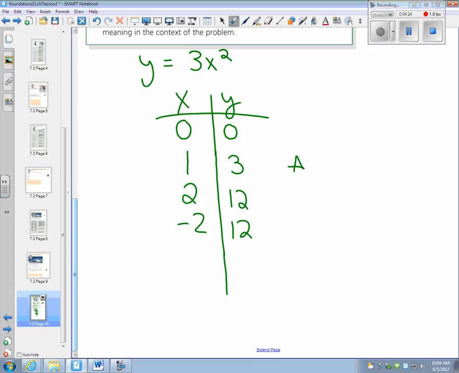This is important to be able to graph a parabola. Okay, so you have some questions in this section to try.